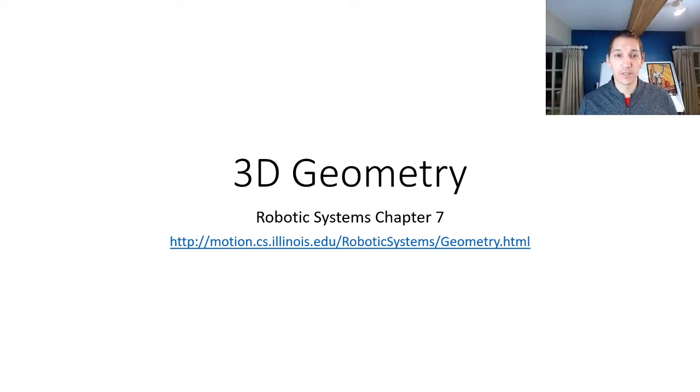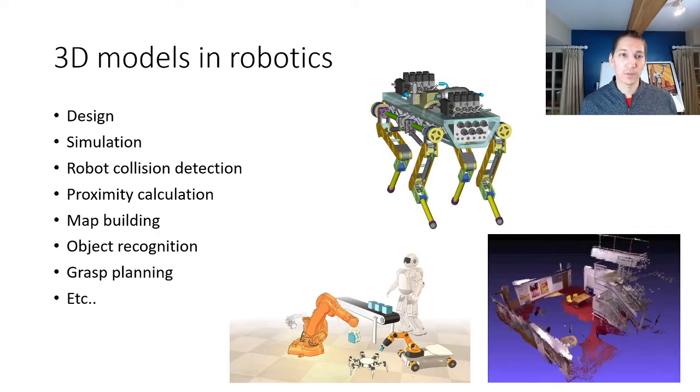Hello folks, today we're going to be talking about 3D geometry, and this is the subject of Chapter 7 of the Robotic Systems book. So in robotics we use 3D geometry all the time for a number of different tasks: for designing robots in CAD software, for doing physics simulation, for doing collision detection to avoid colliding with obstacles or yourself, map building, object recognition, etc. And so we need to be able to manipulate and represent these models in some sort of computationally efficient way.